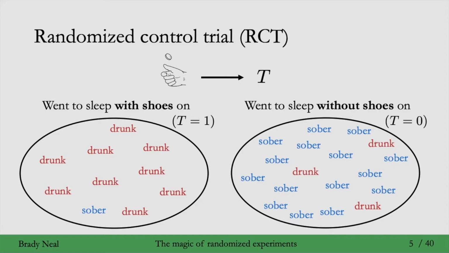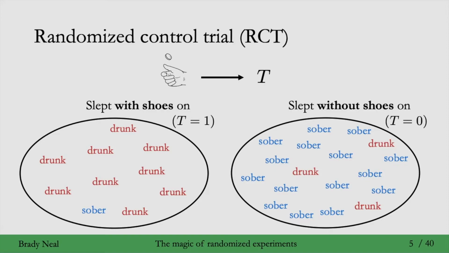And then recall how we imagined we might turn this into a randomized control trial. We could go into the rooms of all the people who slept with shoes on and flip a coin to decide whether to leave their shoes on or to take them off. And then similarly with the people who went to sleep without shoes on, we would go into their room, flip a coin, and decide whether or not to put shoes on them or leave their shoes off. That would change these groups from the people who went to sleep with shoes on and the people who went to sleep without shoes on to the people who slept with shoes on, because we decided who slept with shoes on, and the people who slept without shoes on.